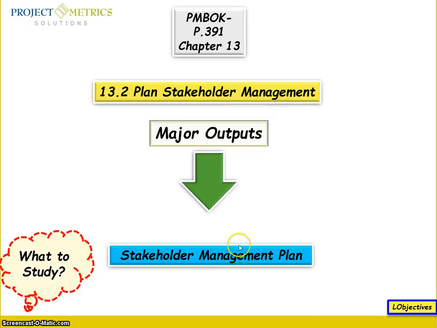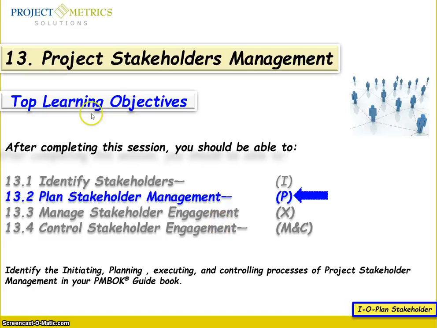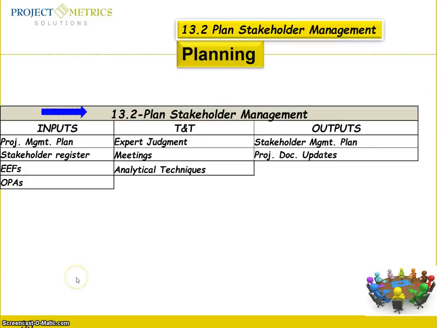The major output here, as I said, is stakeholders. So I'd like you to note the learning objective here. We have done, in stakeholder management, identify stakeholders, which is in the initiating process group. Here we are only going to talk about plan stakeholder management, which is in planning. Manage stakeholder engagement is in execution. Control is in monitoring and controlling. The input here is the stakeholder register, and the output is the stakeholder management plan, and then you are going to update.